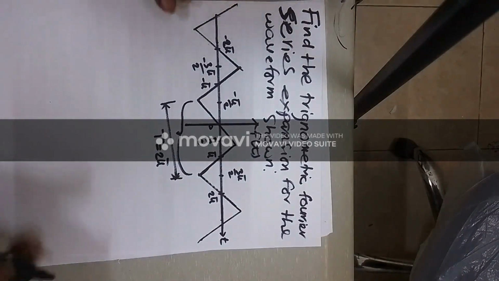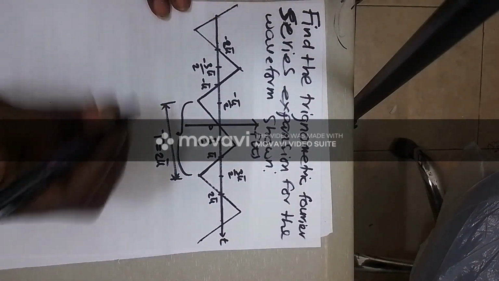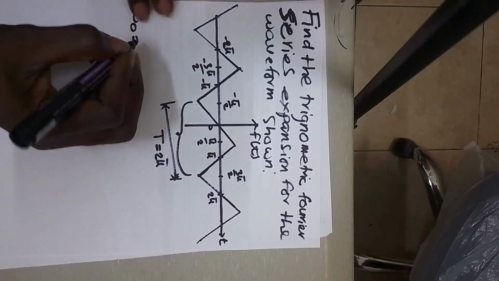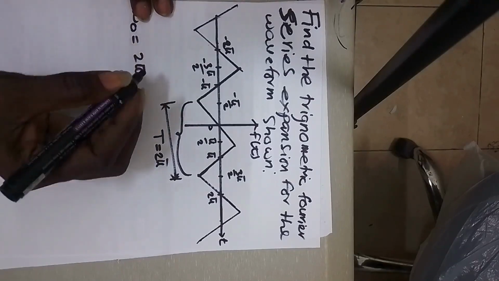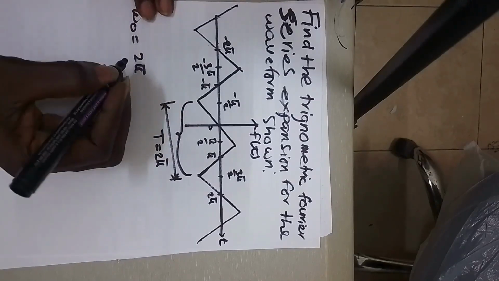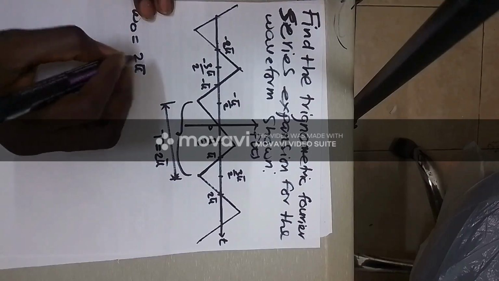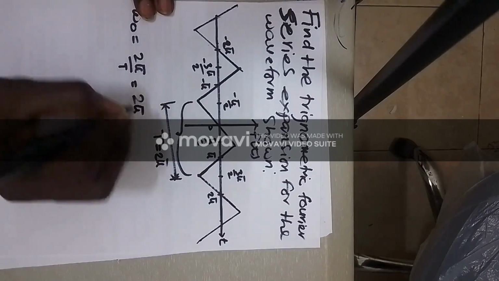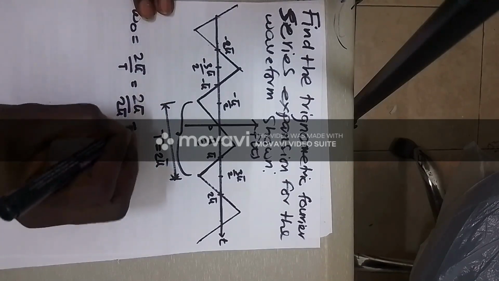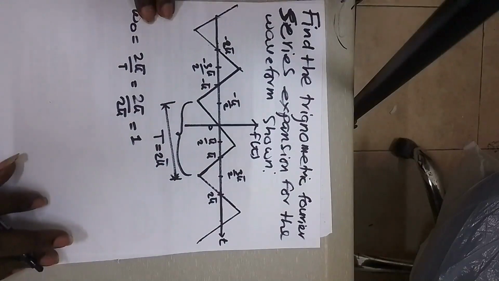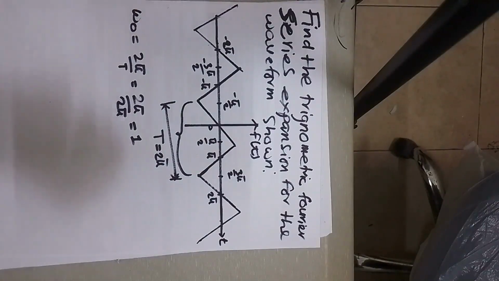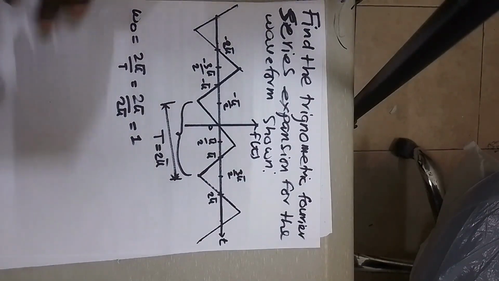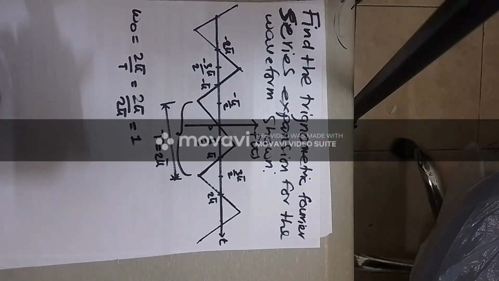Now from here, I can know my frequency. My omega naught, my frequency, is 2 pi over T, which equals 2 pi over 2 pi, which equals 1. One thing about a triangular or sawtooth waveform is that we must find the equations that form our wave.